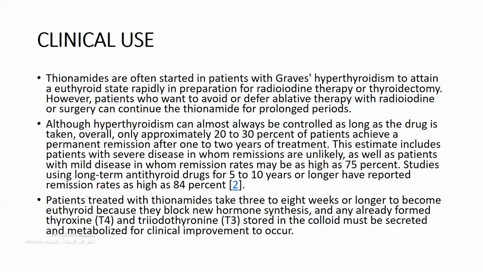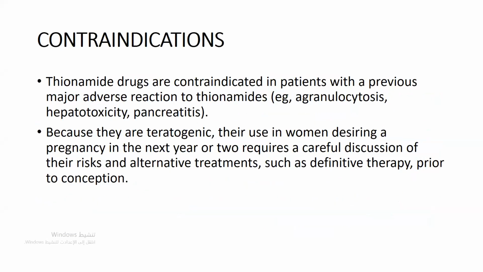And again, looking for other definitive treatment like radioactive iodine ablation and surgery is the best option. What are the contraindications? Thionamide drugs are contraindicated in patients with previous major adverse reactions like agranulocytosis, hepatotoxicity, and pancreatitis. So please, if you would like to start any of these, keep in mind that you have to ask about any past history of these disorders.